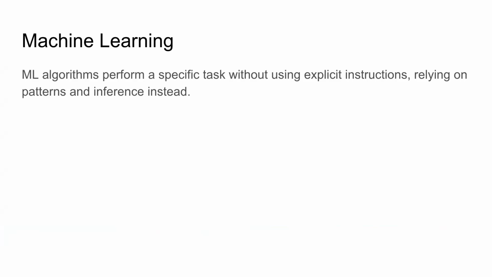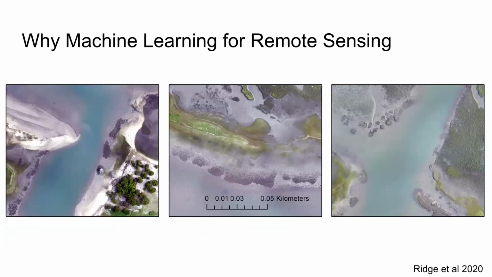So the very broad definition I'm going to give you is just that machine learning algorithms do a task without you telling them exactly how to do that task, based on patterns inherent in the data. And why would we want to use machine learning when some of these band ratio algorithms work really well?